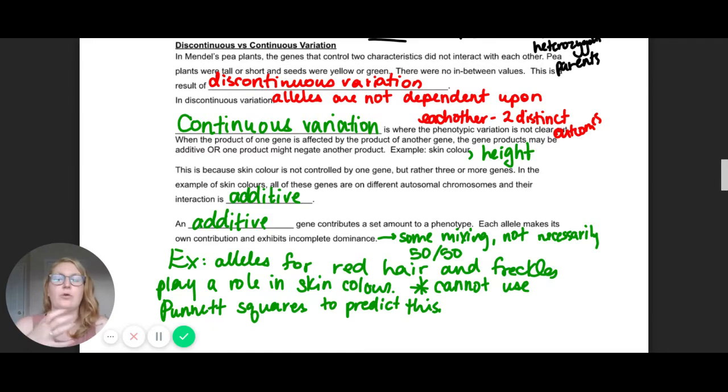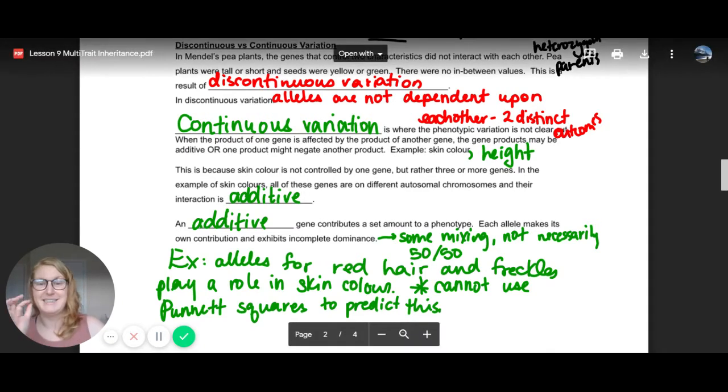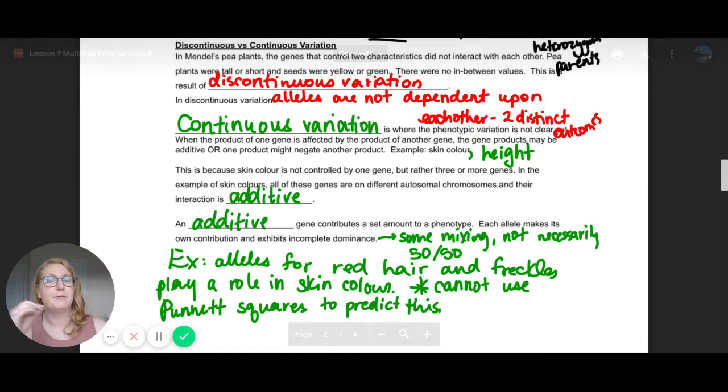As I mentioned before, human genetics is much more complex. We often cannot do that type of prediction. So our predictions using Punnett squares use discontinuous variation. Continuous variation, I'm simply defining it for you here. We cannot use the Punnett square to predict this, so we will not see this in any type of question or any type of genetics problem that we do.